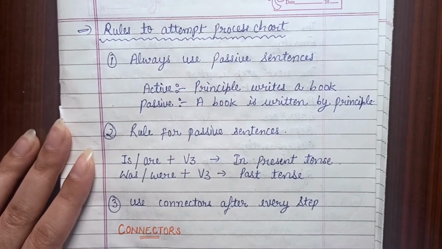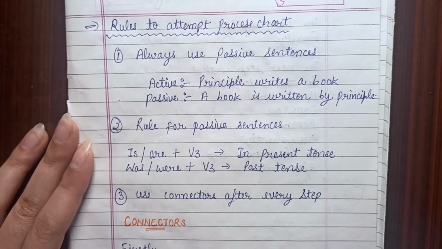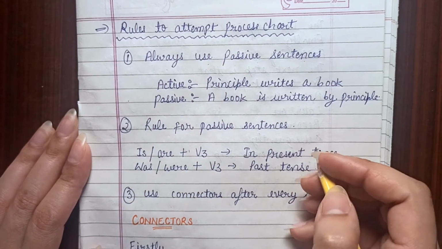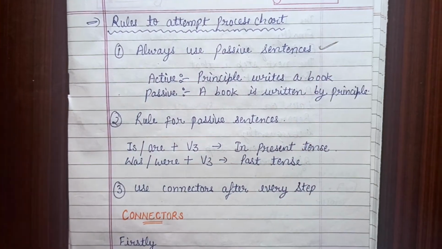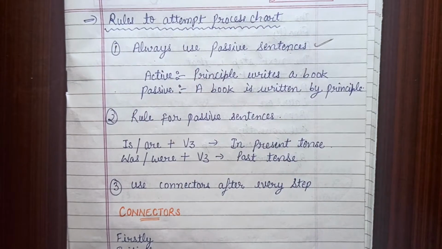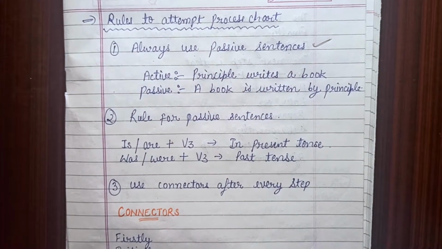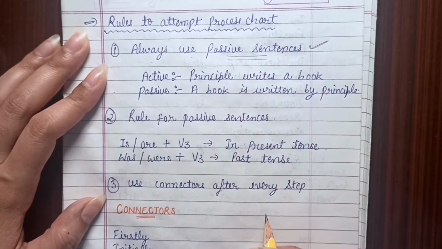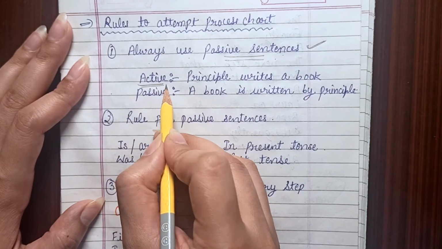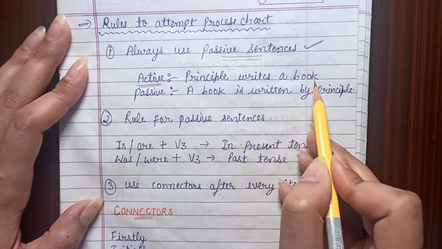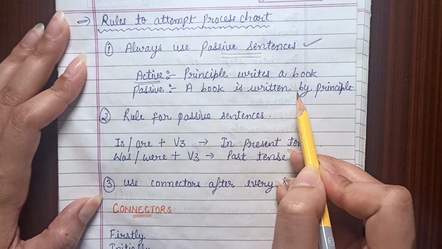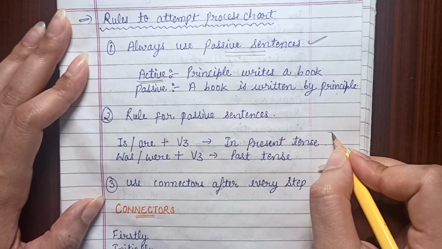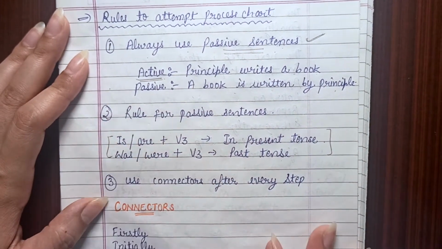Next, moving ahead with the rules to attempt the process chart. First, always use passive sentences. Yes, this is a very important rule. Otherwise, if you attempt the process chart with any other grammar rule, that will be wrong. You need to attempt your process chart in passive sentences. Now, what are passive sentences? For example, this is an active sentence: Principal writes a book. To make it passive, we will write, a book is written by the principal.